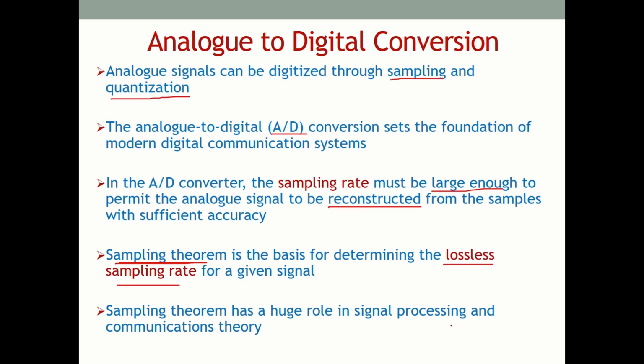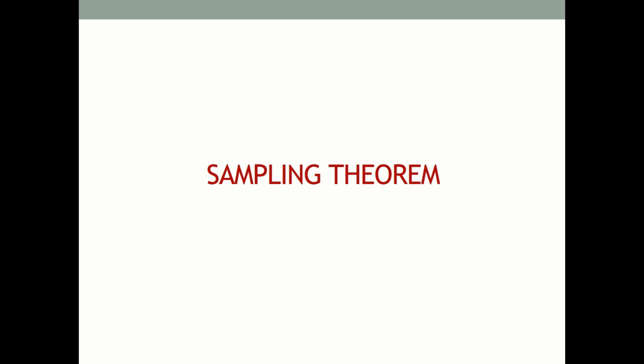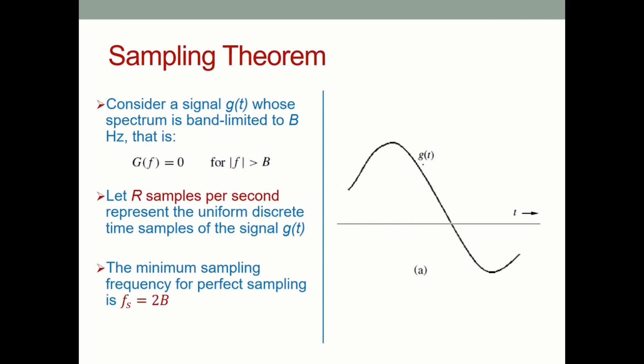The sampling theorem has a huge role in signal processing and communication theory. So what is the sampling theorem? Here, as an example, we have a figure where we have an analog signal g(t), varying with respect to time. If we take the Fourier transform of this signal, it should be a band limited signal whose bandwidth is equal to B hertz. Outside this bandwidth the signal has a value of 0. If I plot this situation, let's say this is the frequency, it looks like a low pass signal, and here we have the bandwidth B. This is what we mean by a band limited signal having a bandwidth of B.